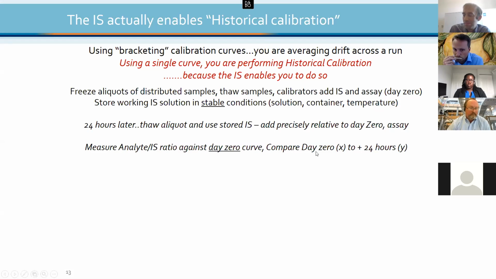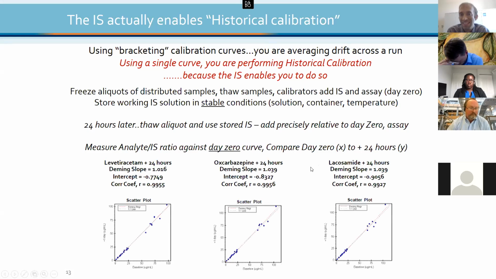So when you compare day 0 calibrators, samples, and internal standard added to, in this instance, 1 day later, using a thawed sample, so both the day 0 and day 1 samples go through the same freeze-thaw cycle, so there's no freeze-thaw variability in the actual assay design. Stable internal standard stored under known stable conditions, and you compare yesterday's calibration with today's materials. Again, this is drugs.